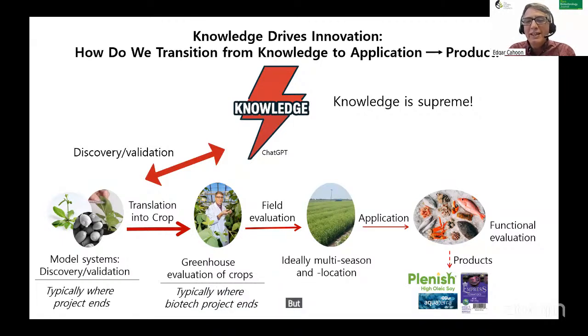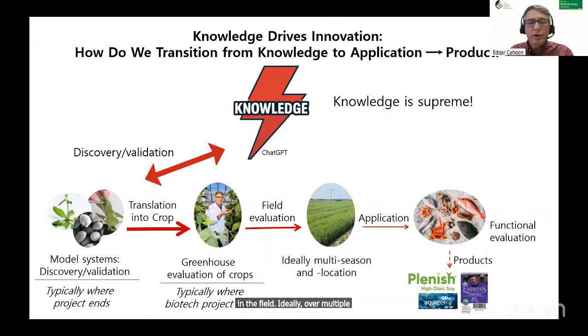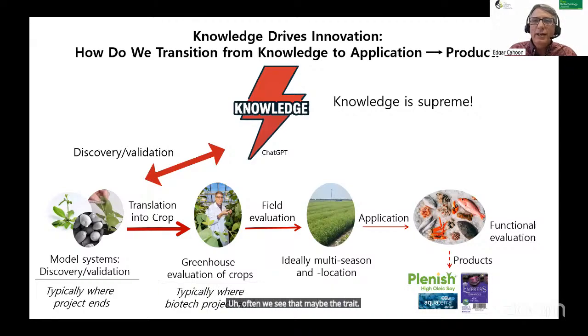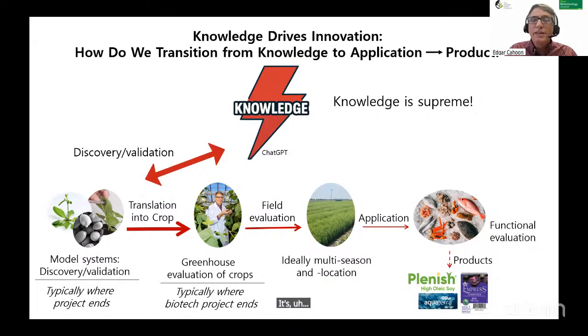But really, if we want to get to a product, we have to think about the whole pipeline. And then labs like mine and Johnathan Napier's in the UK, we think about how we can go from the greenhouse to the field. How can we evaluate the traits in the field, ideally over multiple seasons and in different locations? With this, what we find is that the greenhouse is really a pampered environment for plants. The field is the real world. And often we see that maybe the trait doesn't really hold up in the field, or maybe it's better than we think in some cases, actually, when we take it to the field.